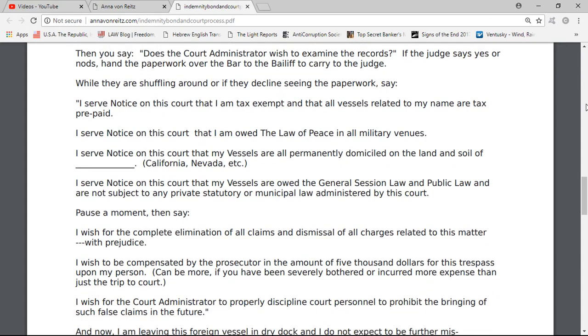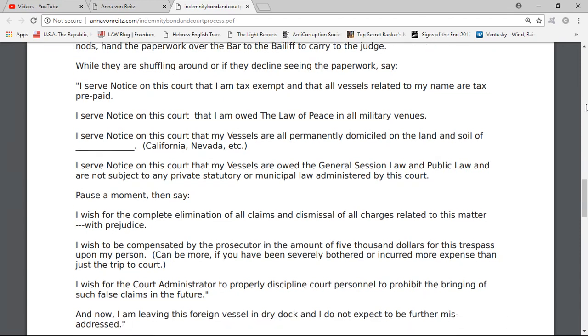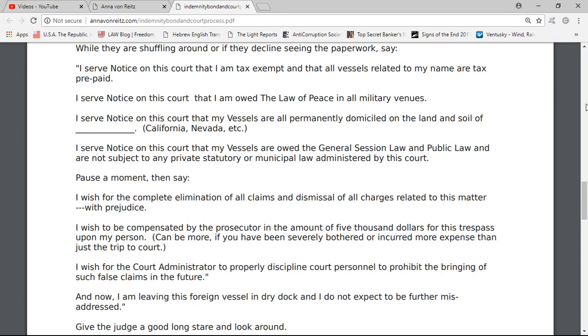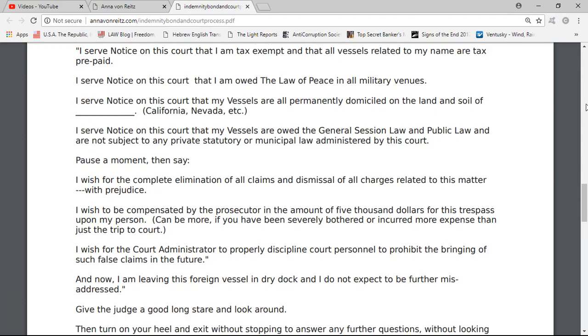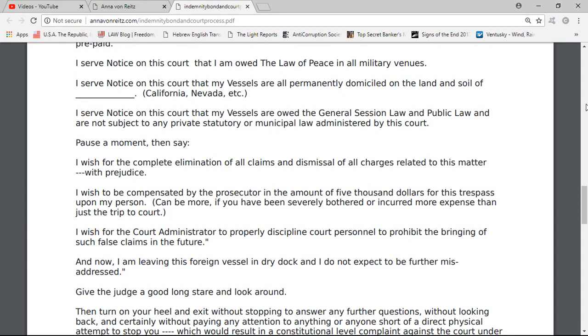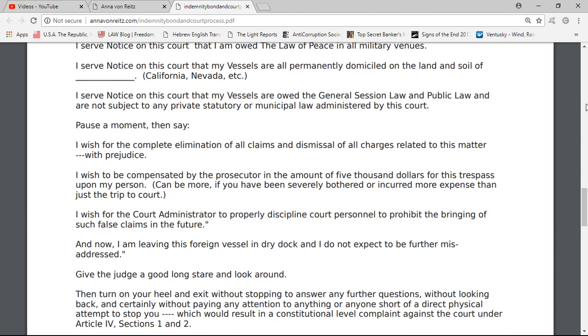Then you say, does the court administrator wish to examine the records? If the judge says yes or nods, hand the paperwork over the bar to the bailiff to carry to the judge. While they're shuffling around, or if they decline seeing the paperwork, say, I serve notice on this court that I am tax exempt and that all vessels related to my name are tax prepaid. I serve notice on this court that I am owed the law of peace in all military venues.